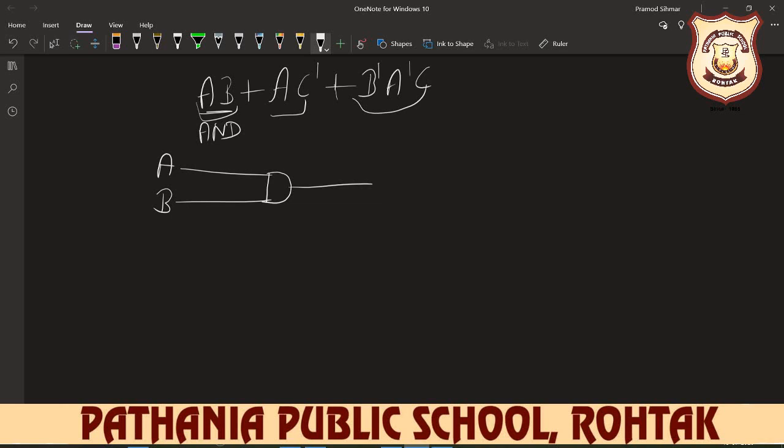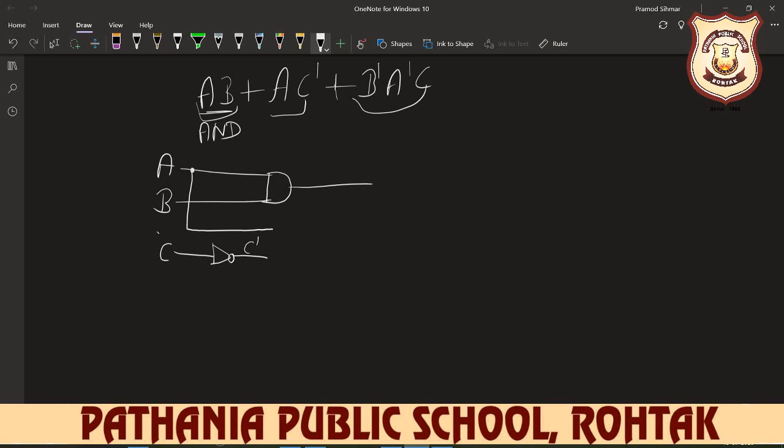After that we need A again. So you draw again, write down A, otherwise you take it from this side, you again take A. Then C complement, so you just write down C and then draw like this, and then you first draw a NOT gate here. So here is your C, and this is your C complement.